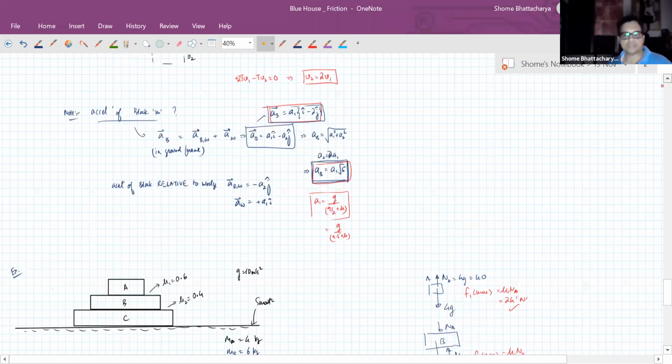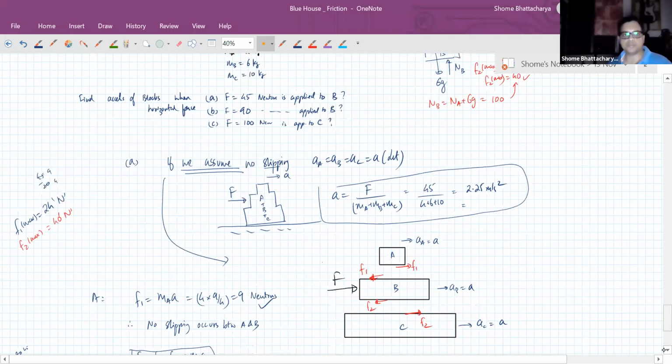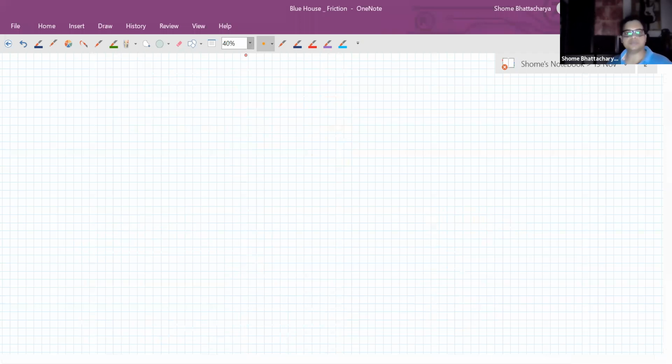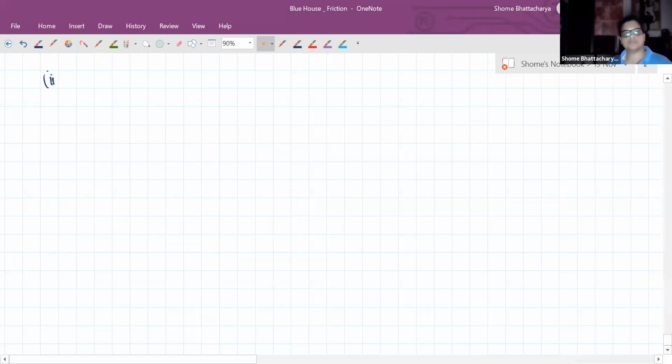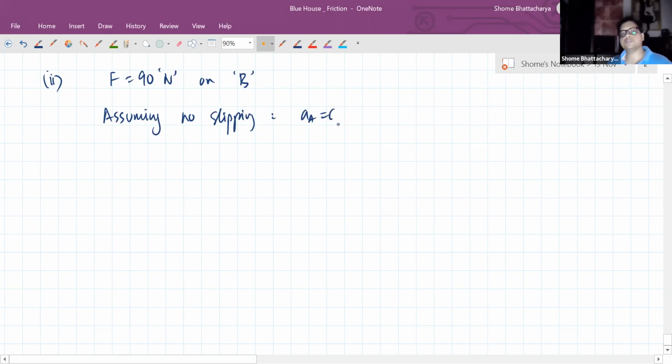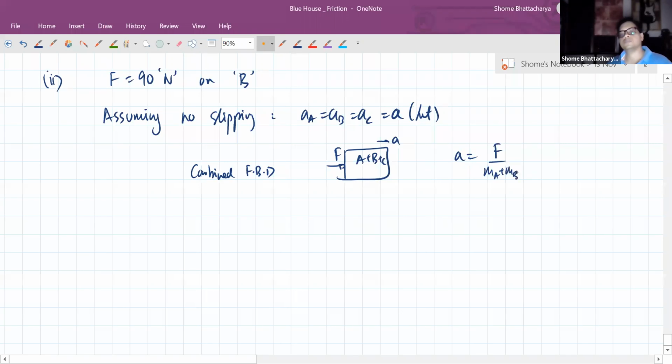So in the second part, we've taken the force applied to be 90 newtons, but on block B only. Okay, so we'll take the same approach. F is equal to 90 newtons on B. So let's start with the assumption, assuming no slipping anywhere. Okay, so that means acceleration of A is equal to acceleration of B is equal to acceleration of C equal to a. So again, start with a combined FBD. Okay. So on the system of A plus B plus C, your acceleration will come out to be, so this time it will be 90 by 20, or 4.5 meters per second square.